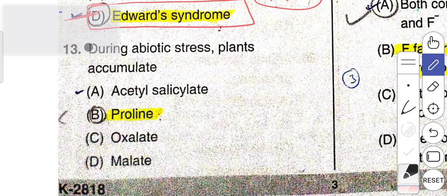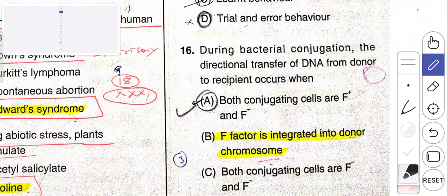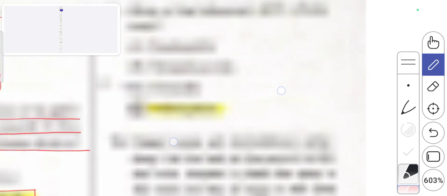During abiotic stress, plants accumulate? In this condition, the plant will accumulate the chemical proline. So this will get secreted during the stress condition. B is the right answer for this question. Next question.